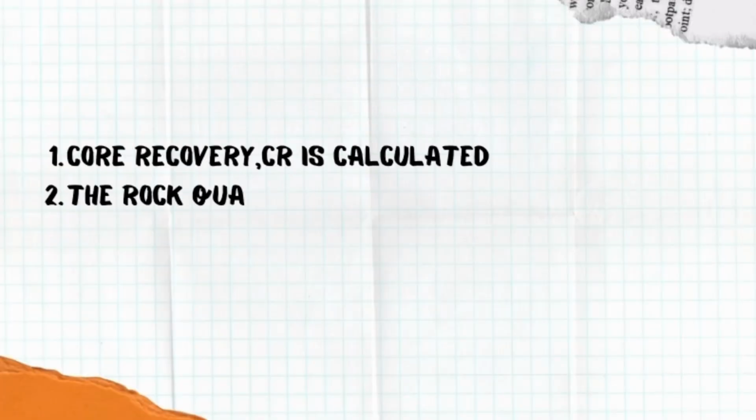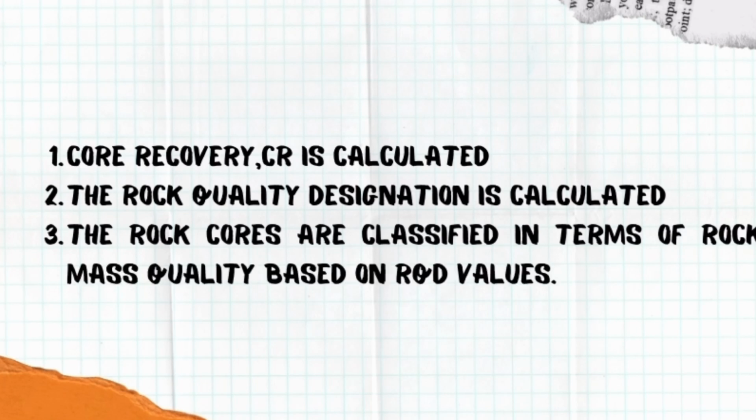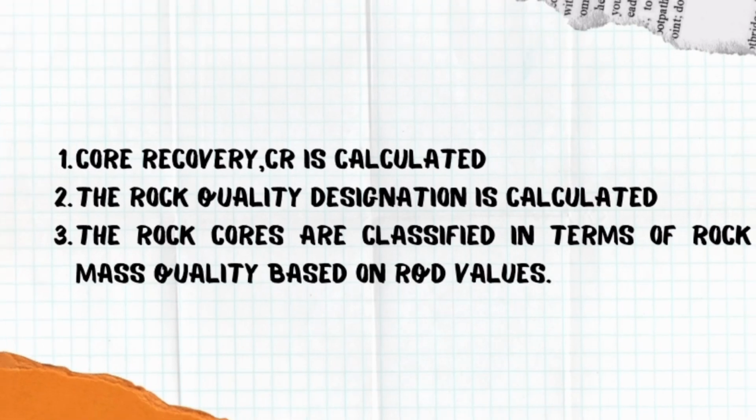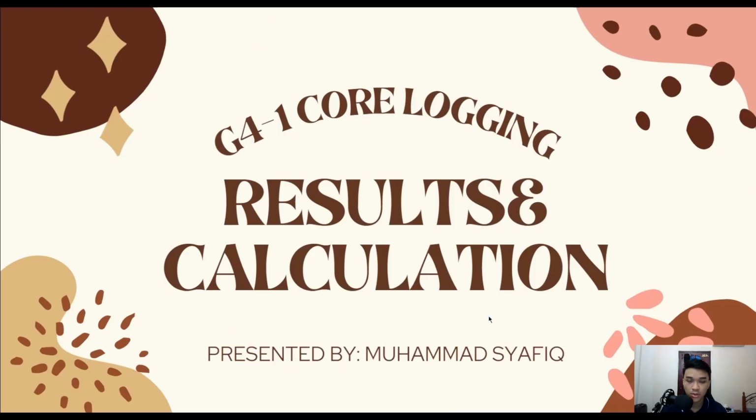And all of the core lengths need to be recorded and tabulated in the table. So the steps need to be repeated on all cores. The core recovery, CR, is calculated using the formula. For this experiment, the rock quality designation is calculated by using only solid core more than 100 mm. Okay, so now we move on to the results and calculation.